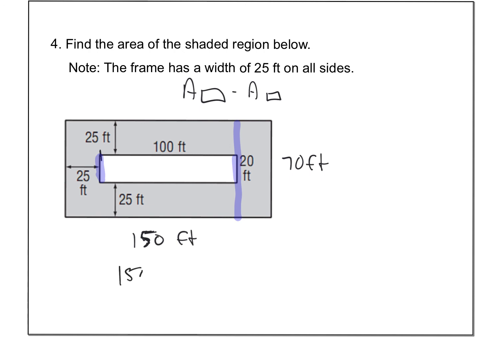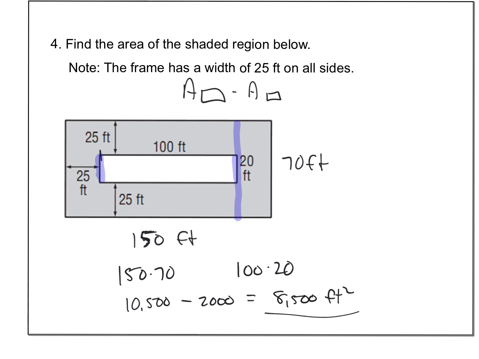So the area of the big one is just going to be 150 times 70. The area of the small one is just going to be 100 times 20. So that's going to be 10,500 minus 2,000. So my answer is going to be 8,500 square feet. But remember, all they want is the shaded region. So I take the area of the big minus this area in here that's not shaded, and that gives me my answer. That's it.